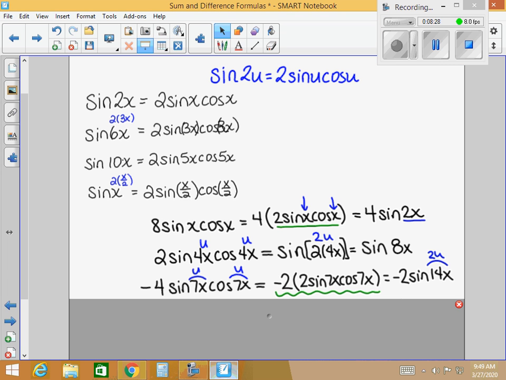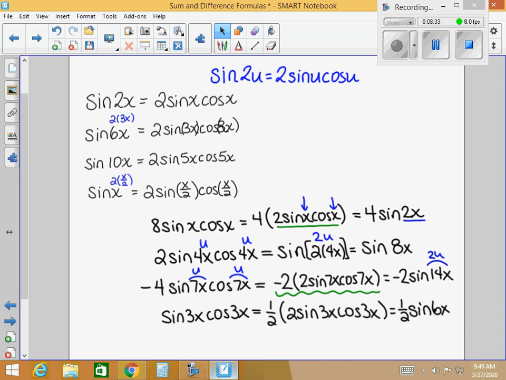Okay. On the third one, again, I have to be a little bit more creative. Some of you may have seen this, and some of you maybe not. But if I need to have a 2 with the sine 3x cosine x, I can do that. If I think about it being 1/2 out in front, that still says 1 sine 3x cosine 3x. And so again, u is equal to 3x. And if u is 3x, then u times 2 is 6x here, and my 1/2 out in front that I need to have.